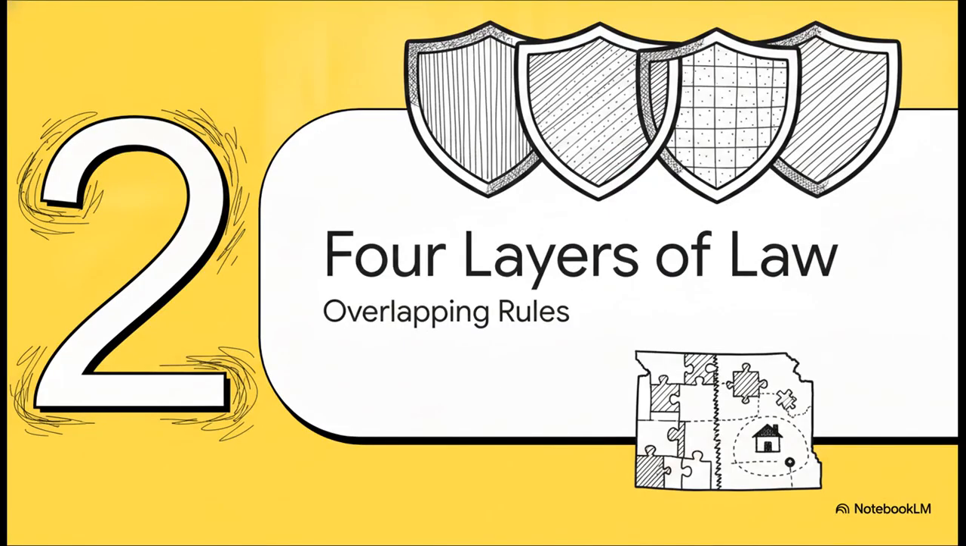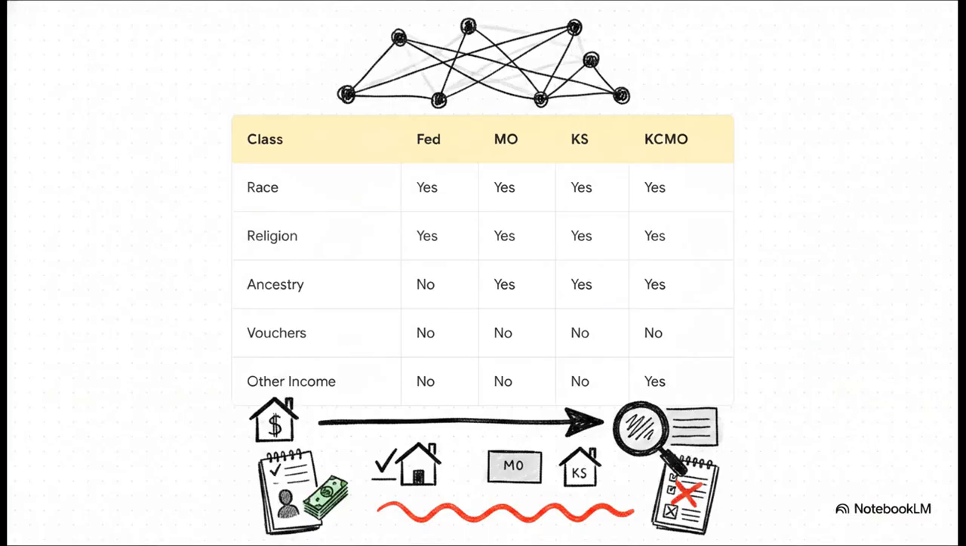Section 2. 4 layers of law. Overlapping rules. We really have to address the chaotic geographic reality for Kansas City investors. You are not just managing under one simple rulebook. Just look at how complex this gets. The Federal Fair Housing Act sets the baseline by protecting classes like race and religion. But then the states jump in.